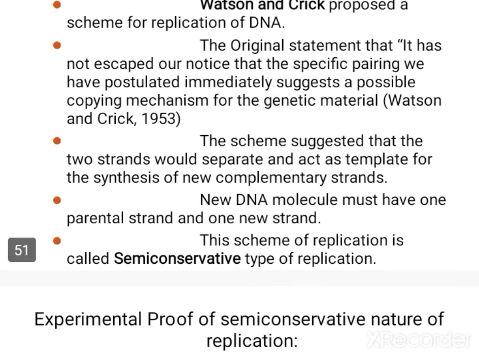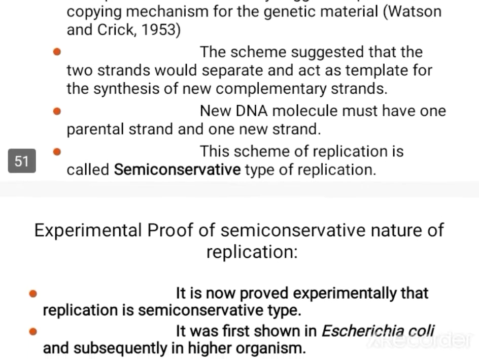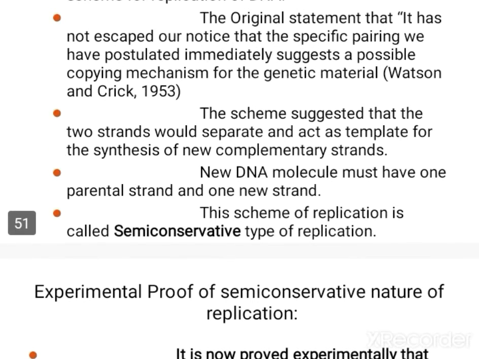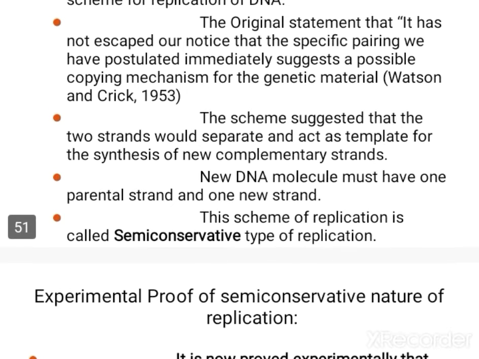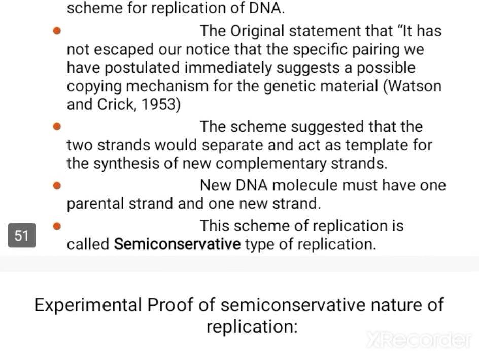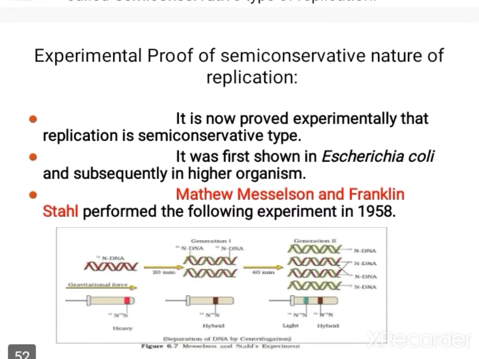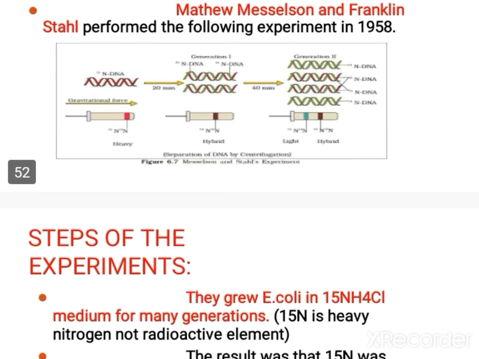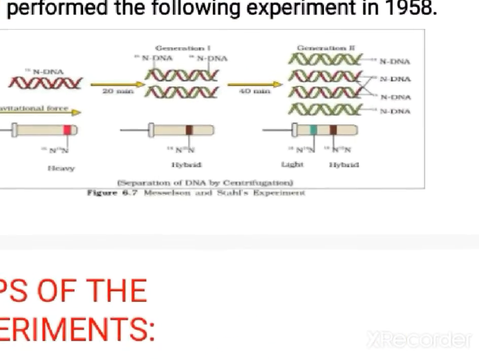In this method, one strand will be the old strand and the other strand will be the new strand. One will be the parental strand and the other will be the new strand. This scheme of replication is called semi-conservative replication. For experimental proof, Meselson and Stahl, these two scientists, performed an experiment.